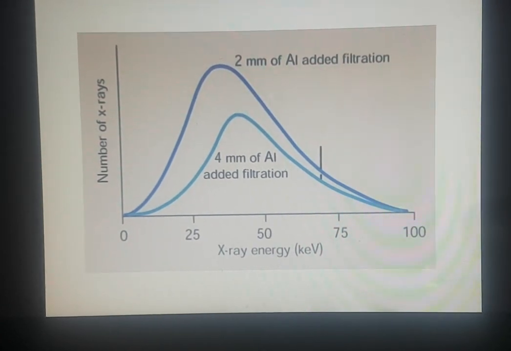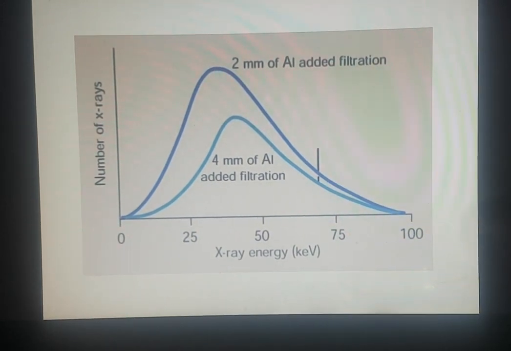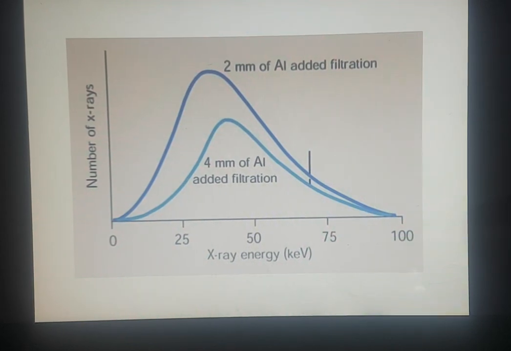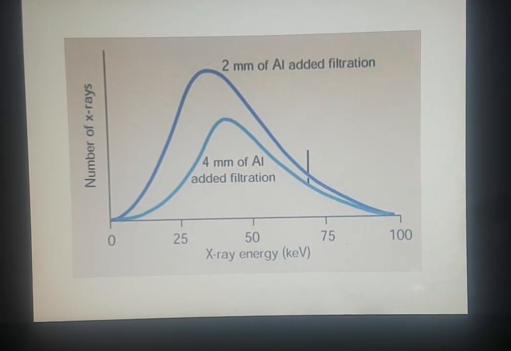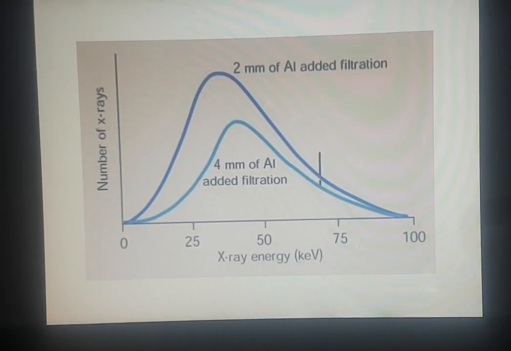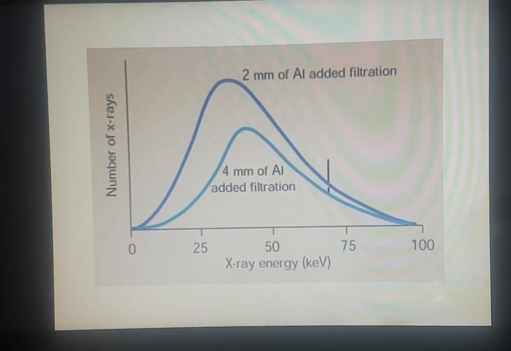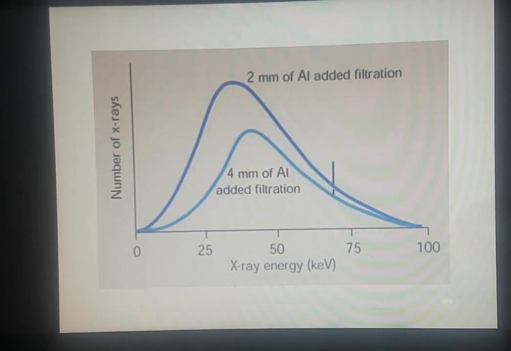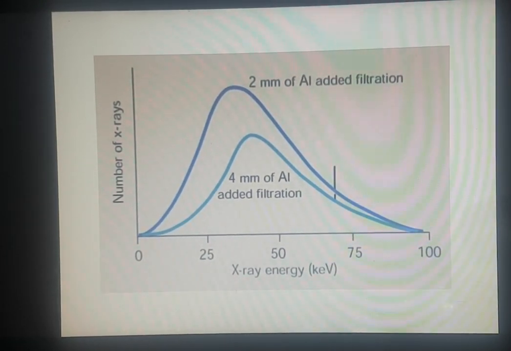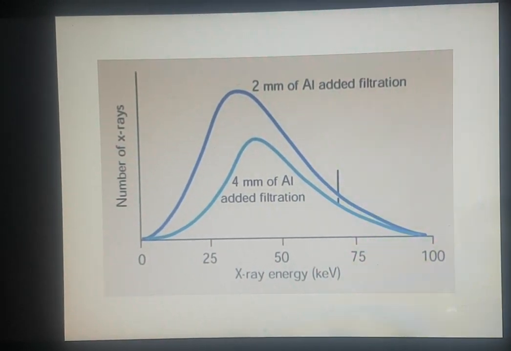We can see in this figure that when we used the added filtration of 4 mm of aluminum thickness, the amplitude has markedly reduced, and there is an increased shift towards the right as compared to the added aluminum filtration of 2 mm of thickness. There is an increased amplitude and less marked shift towards the right.